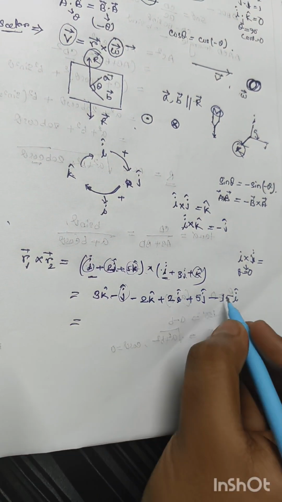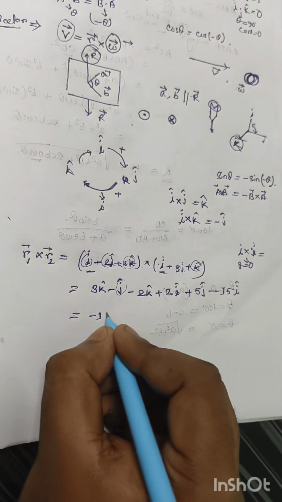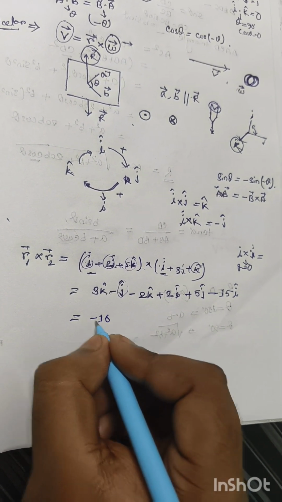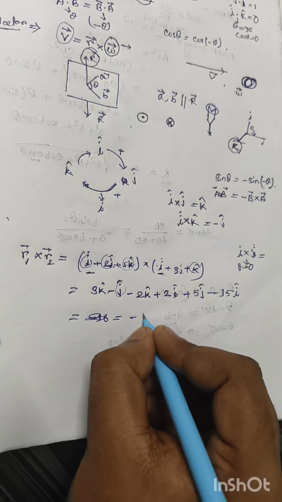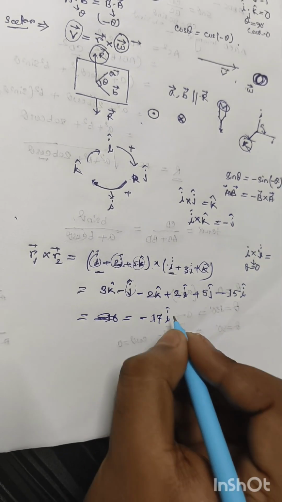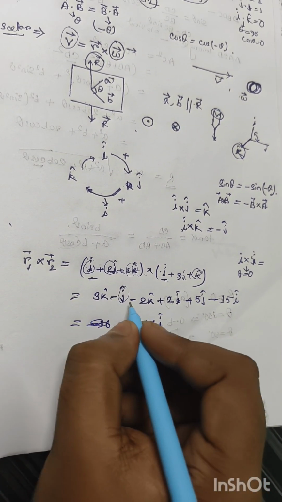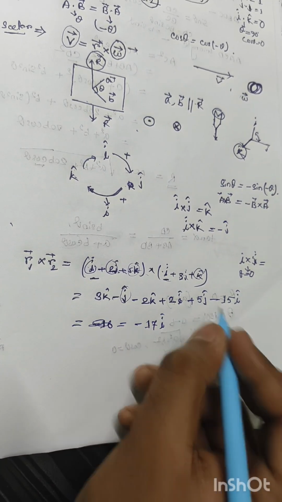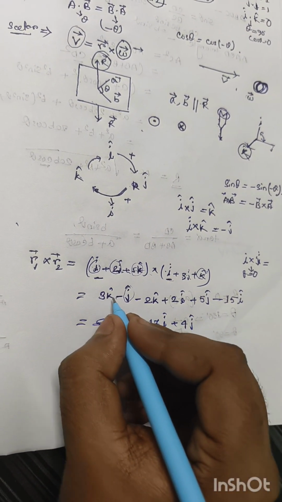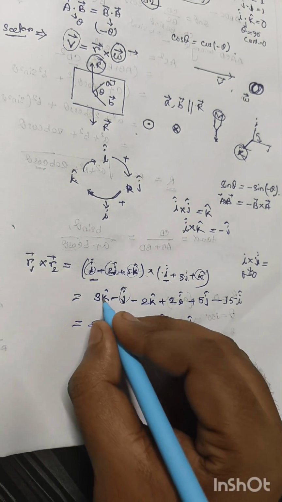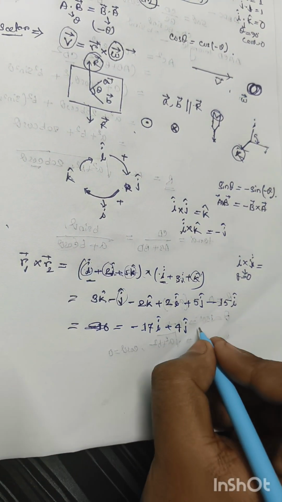Now for i, means 16. No, sorry, this is j. No, this is 2i minus 17 i cap. For j, that j and that j, for j cap. And for k, this k and this k.